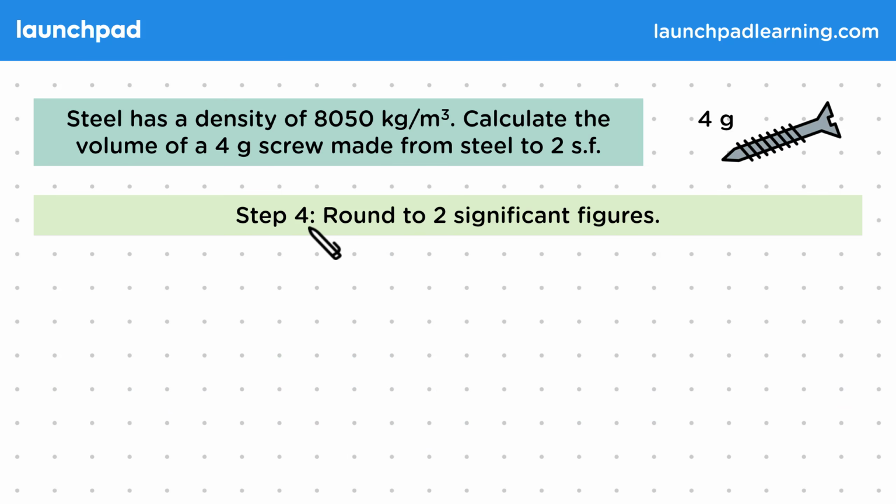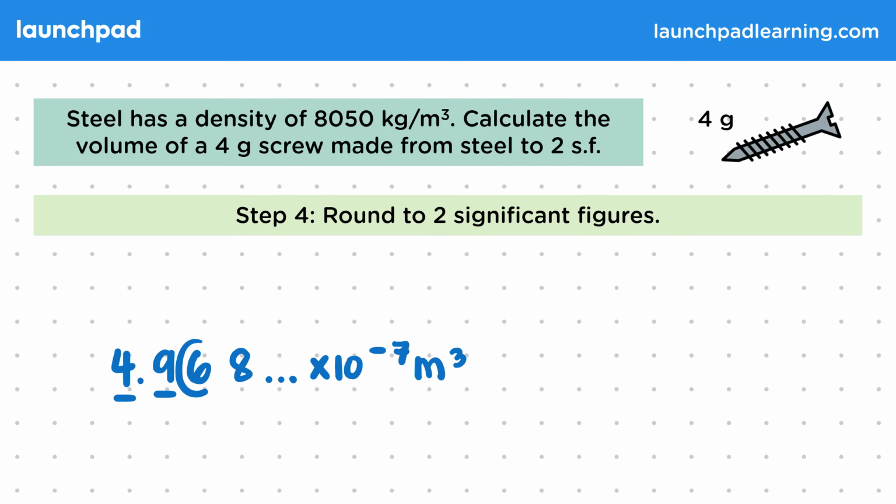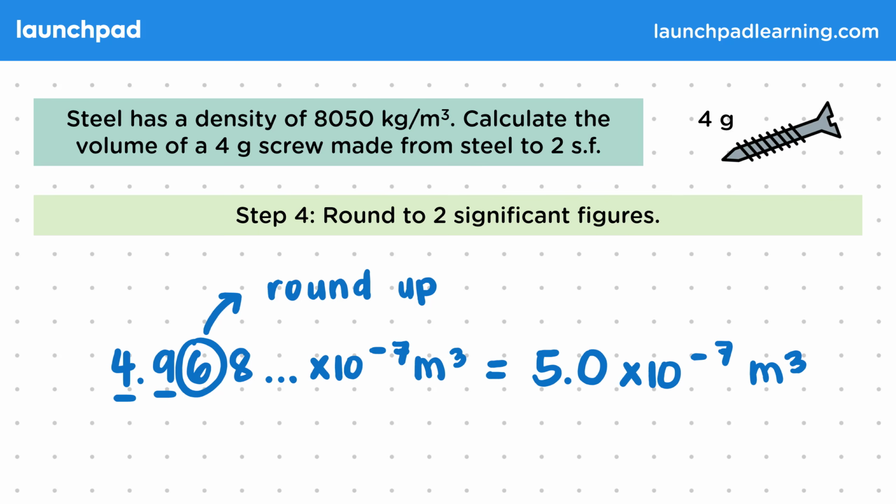Then finally for step 4, let's round to two significant figures. So we have 4.968 times 10 to the minus 7 meters cubed. Our first two figures are 4.9 and our third significant figure is 6. So we need to round up. That gives us 5.0 times 10 to the minus 7 meters cubed as the volume of the screw. It's really important to round up as we might lose marks if we don't.